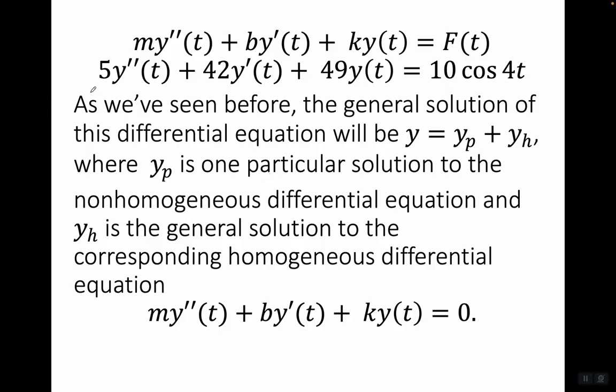We know that the mass is 5 kilograms. The dash pot constant is 42. The spring constant is 49, and the force that's acting on the object is 10 cosine 4t. As we've seen before, the general solution of this non-homogeneous differential equation is y equals y sub p plus y sub h, where y sub p is one particular solution to the non-homogeneous differential equation, and y sub h is the general solution to the corresponding homogeneous differential equation, my double prime plus by prime plus ky equals 0.